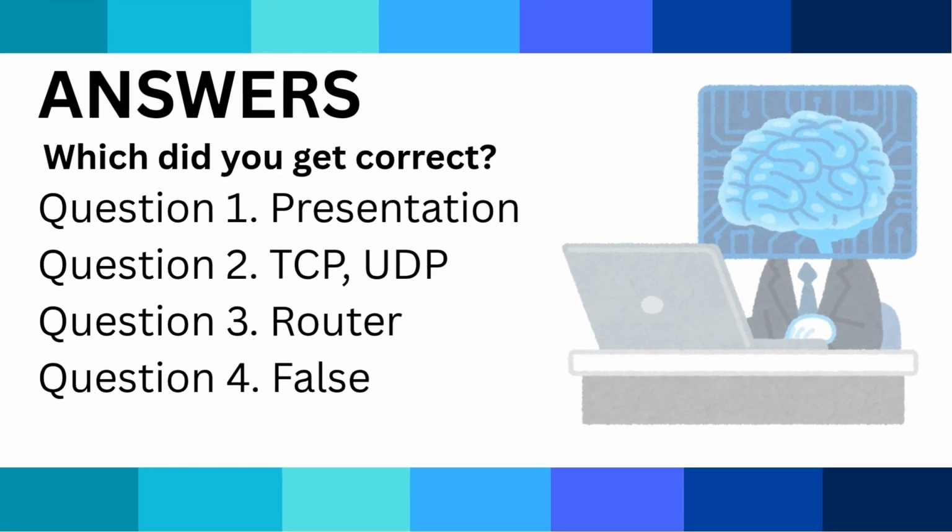Question 1. The correct answer is the presentation layer. Question 2. The transport layer uses TCP, which is for reliability, and UDP, which is for quick transportation of data. Question 3. The device that operates at the network layer is a router. Question 4. The statement, all nodes are hosts, is false. Remember that all hosts are nodes, but not all nodes are hosts.